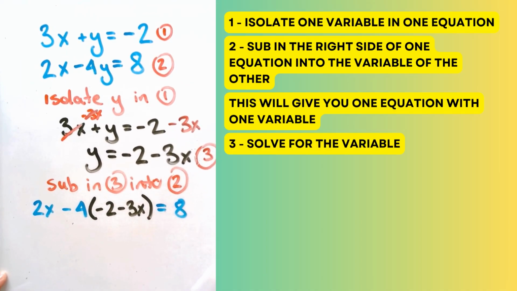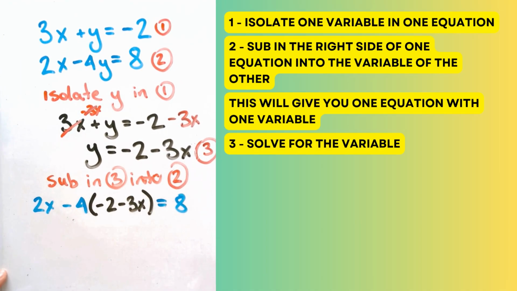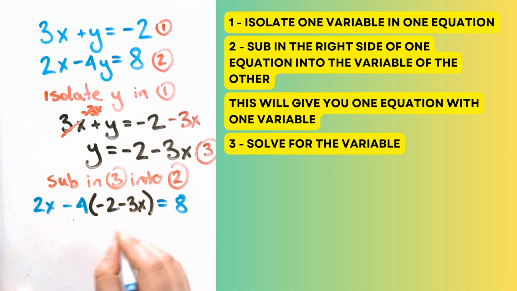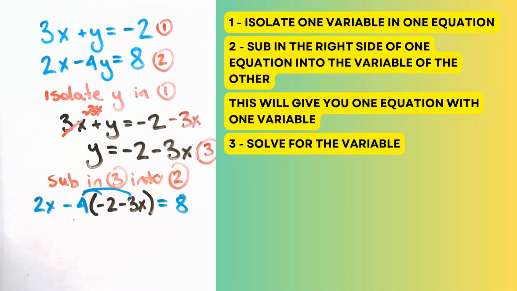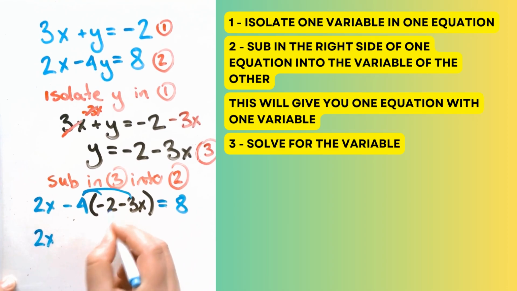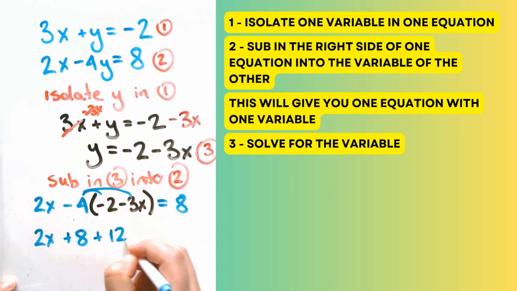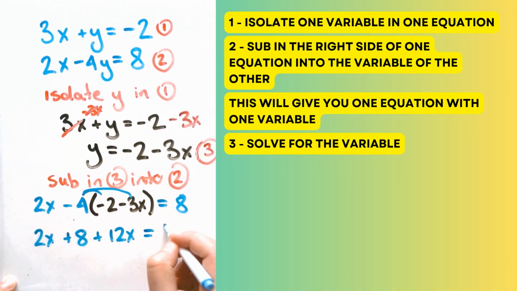So this will take a little extra step than the last one because I need to simplify this equation before I can solve for it. So I need to multiply everything by negative 4, so distribute everything into the brackets. And it's going to look like 2x, now I have negative 4 times negative 2, so plus 8 plus 12x. And then on this side I have equals 8.